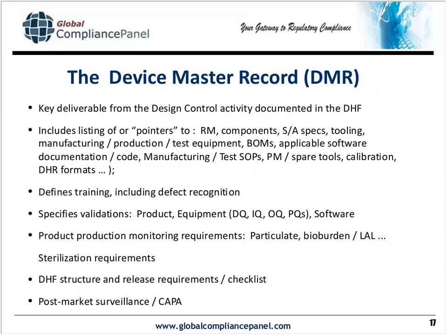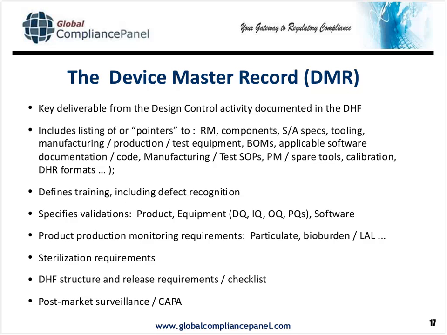Now, as I mentioned earlier, one of the key deliverables from the design history file, which is a documentation of the design control process, is the device master record. The device master record is all the records that define your product.